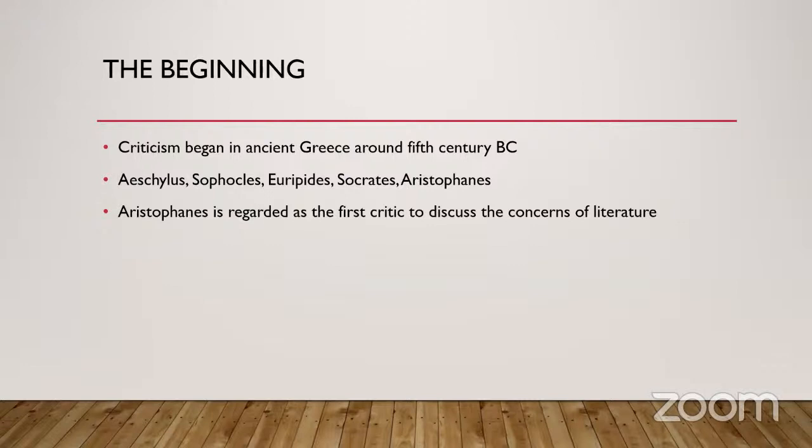Next is the beginning of criticism. Where does the criticism begin? It actually began in ancient Greece around the 5th century BC. The major critics at that period were Achilles, Sophocles, Euripides, Socrates, and Aristophanes. And Aristophanes is regarded as the first critic to discuss the concerns of literature. Who is regarded as the first critic? Aristophanes. Right. Remember the name, okay?